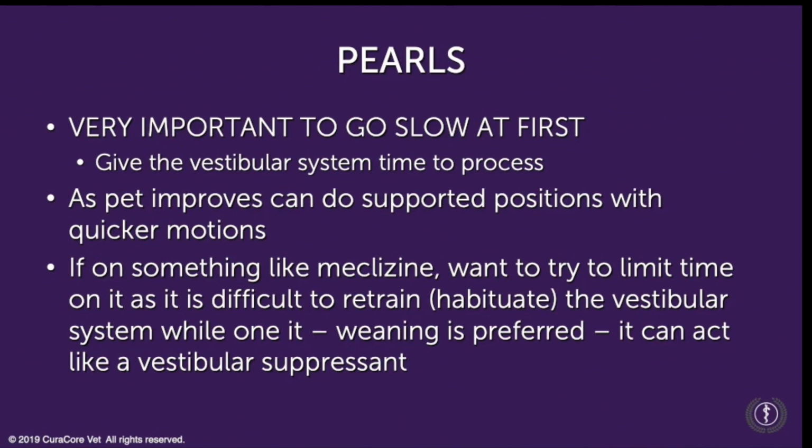So pearls for some home management is go very, very slow at first when helping the dog move around, and that gives the vestibular system time to process what's going on. And then also provide good supported surfaces, non-slippery surfaces, and things like bolsters and towels when they're going to be staying in certain positions for a while. As the patient gets better and improves more, recovering from their vestibular problem, then exercises and tasks can be done with a little quicker motion.